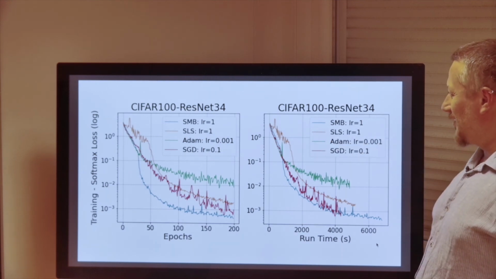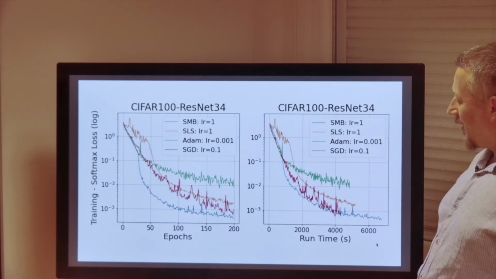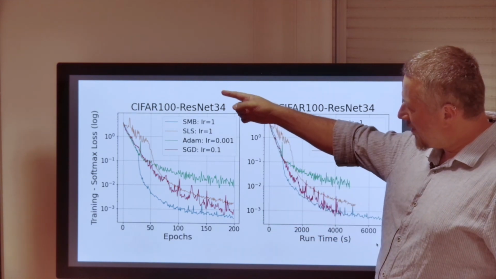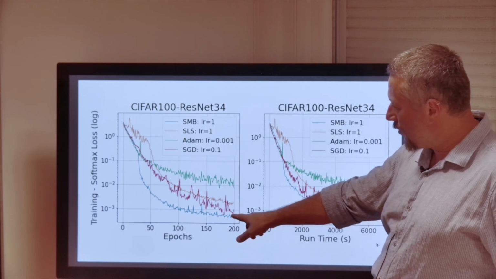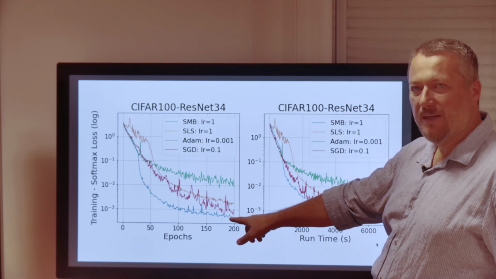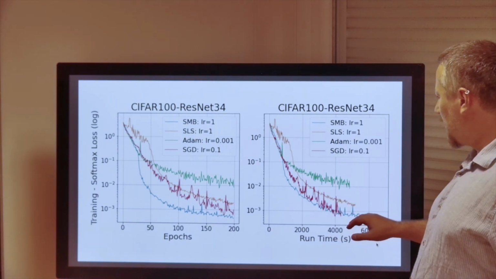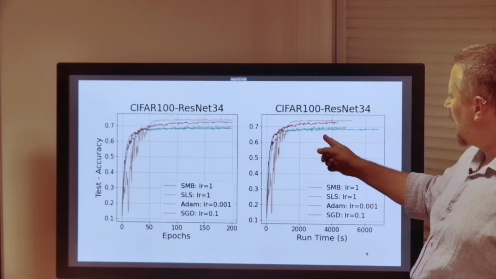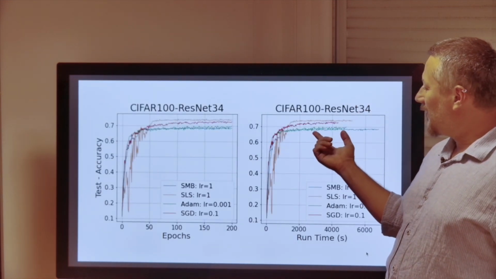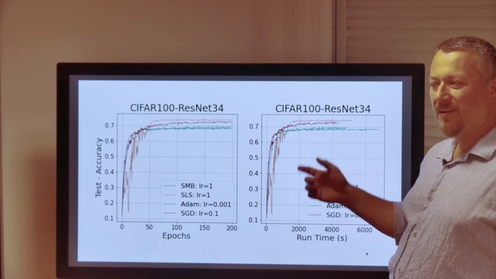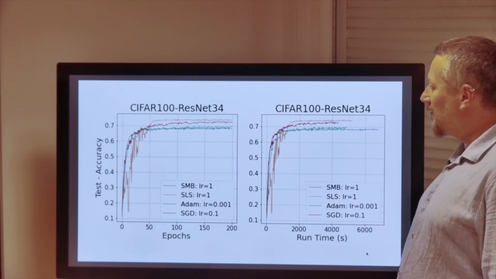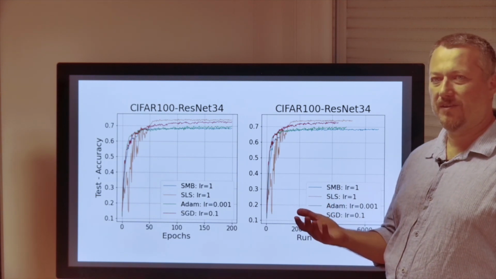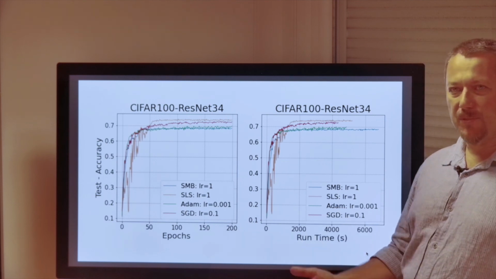Now the CIFAR 100 and ResNet problem. Here it is again interesting that in terms of loss function, SMB converges very fast to a minimum, even in runtime and in epochs. But if you look at test accuracy, it falls really behind. So it's again this interesting phenomenon, and it's not easy to understand which algorithm works well in terms of generalization, and it's problem dependent.